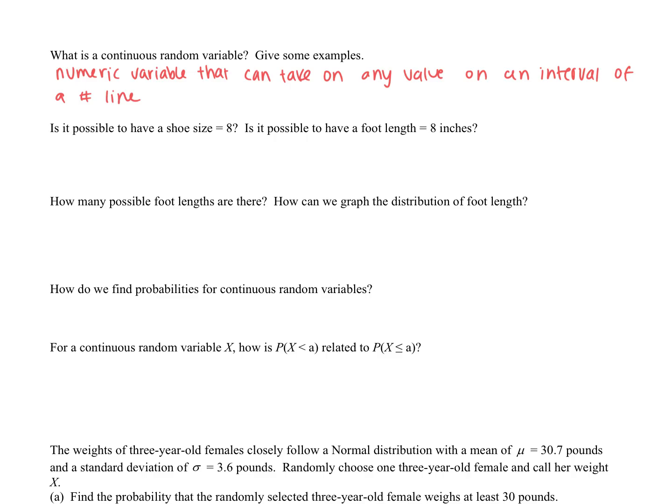So for example, if I asked you, what is the length of your foot? We said shoe size is discrete because you can't have a shoe size of 8.7, but your foot could be 8.7 inches long. If I asked you the time that it takes you to do something, that would be a continuous random variable. If we take a look at foot length, how many possible foot lengths are there? There's an infinite number.